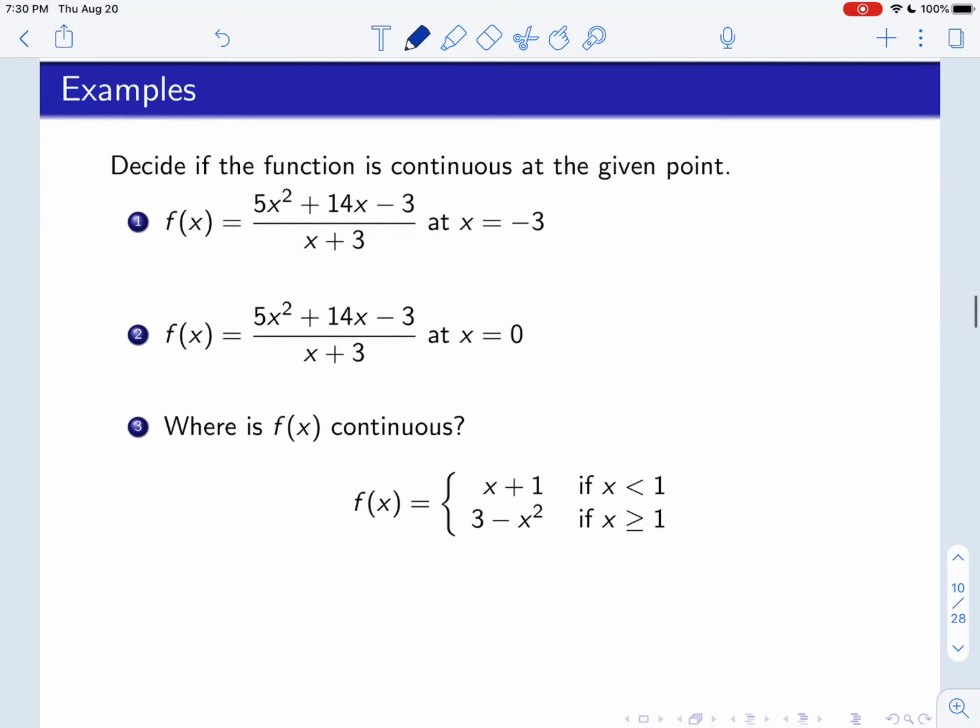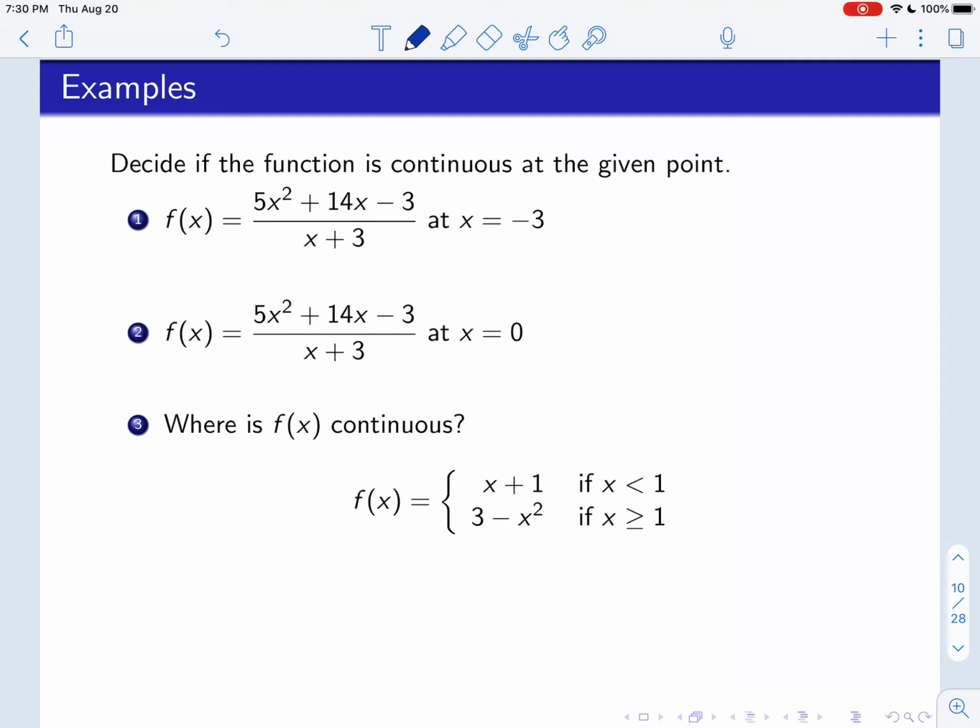What about if I don't give you a graph? What about if I give you some equations? So we're going to do a couple of examples. I want to point out that 1 and 2 are exactly the same functions here. They just have different x values, and they might have different answers. So it's not entirely only about the function. It's also got something to do with the x value. And then the third one we're going to do is a piecewise function. So I'm going to put those up one at a time so it's a little easier to see.